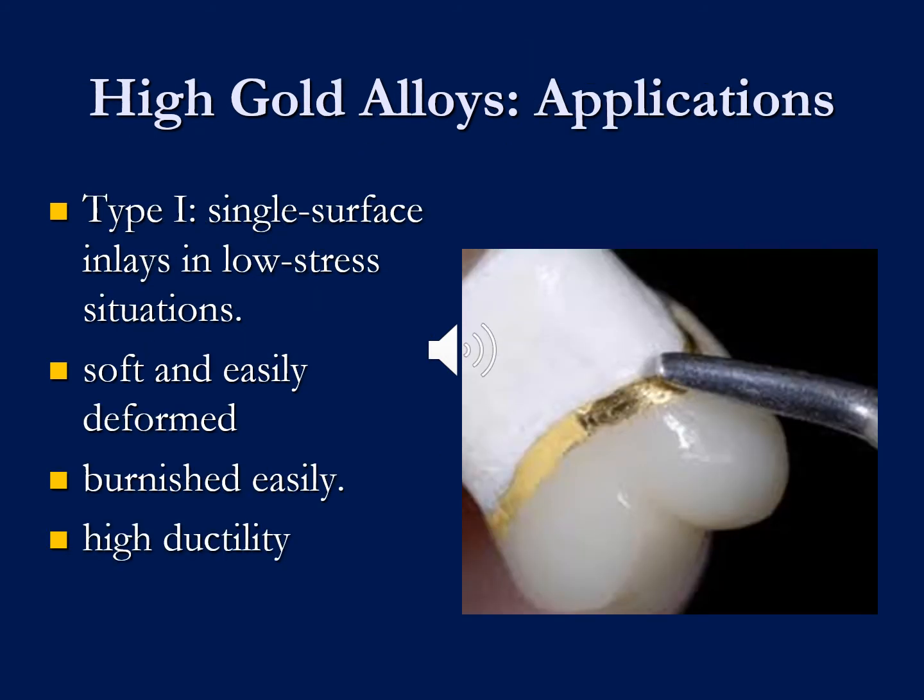High gold alloys applications. Given their different mechanical properties, the recommended applications for the use of these alloys is as follows. Type 1. These are best used for single surface inlays in low stress situations, as they are relatively soft and easily deformed. They need plenty of support to prevent deformation under occlusal loading. The low yield stress of these alloys allows the margins to be burnished easily. Given the high ductility, they are unlikely to fracture.